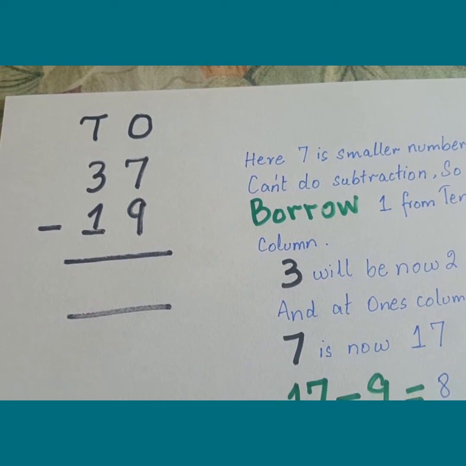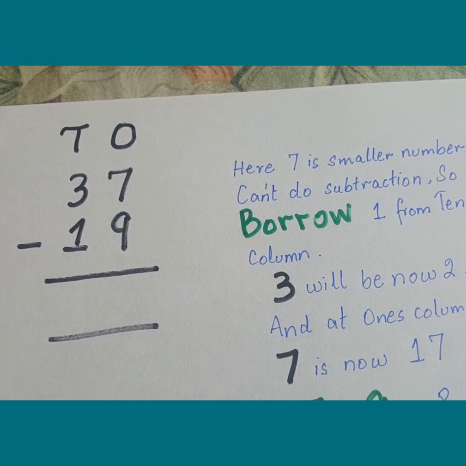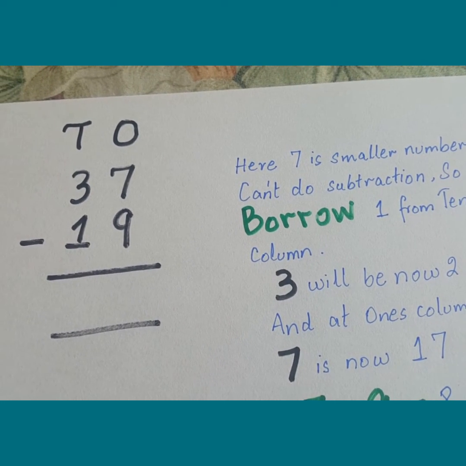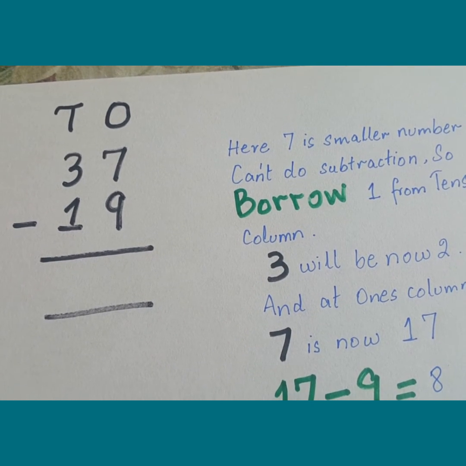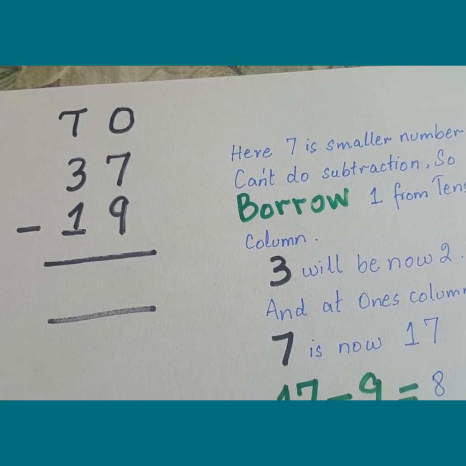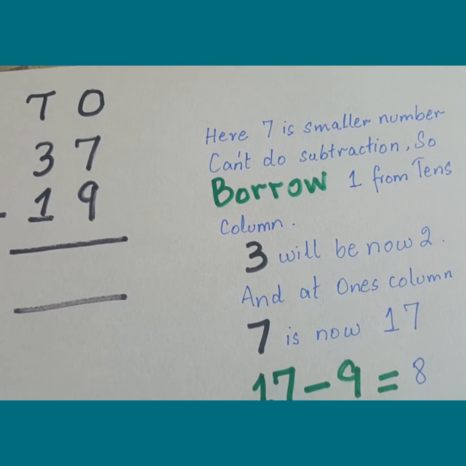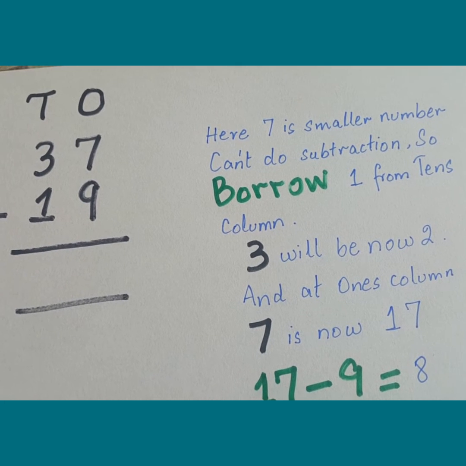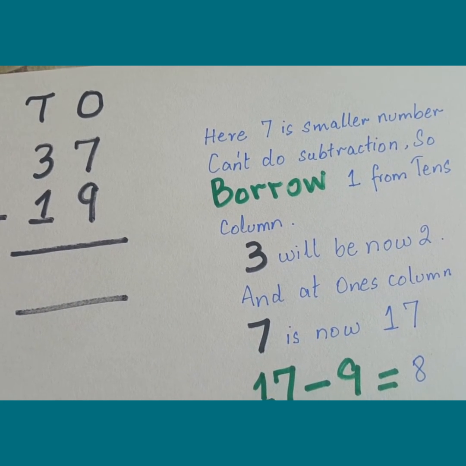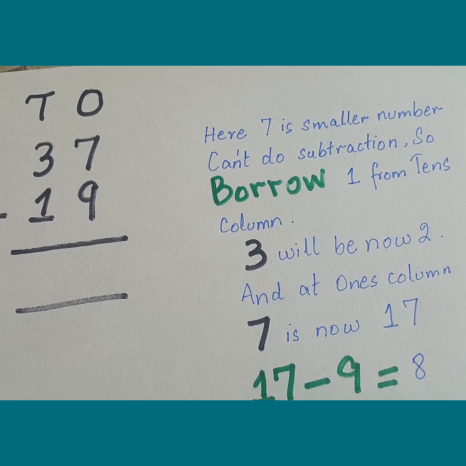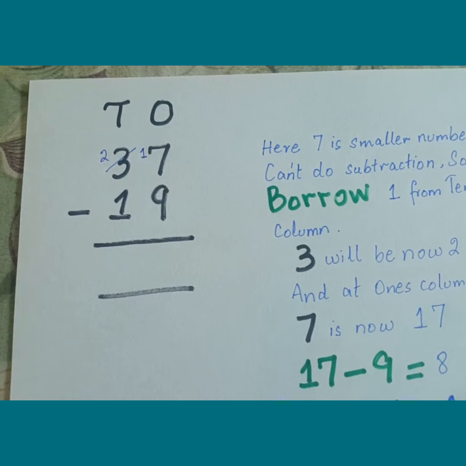Now another question, 37 minus 19. Now here you can see in the ones column we have 7 and in the tens column we have 3, and what we have to take out or what we have to minus, in the ones column we have 9 and in the tens column we have 1. Now you can see 7 is smaller and 9 is bigger. We cannot do the subtraction or we cannot minus. So what we will do, we will borrow 1 from the tens column.